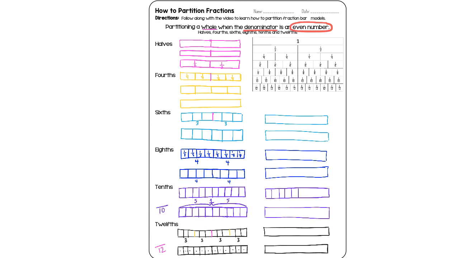What I really wanted you to learn from doing this was when the denominator is an even number, then we always start by splitting or partitioning our bar model in half. Because if they're in half, then that helps us compare the fractions much easier.